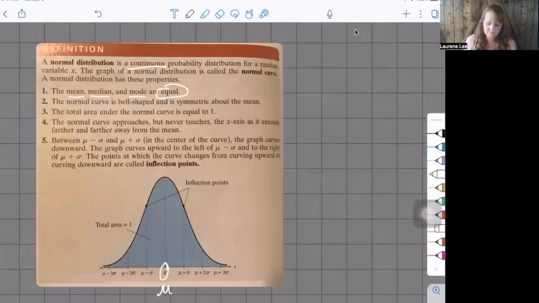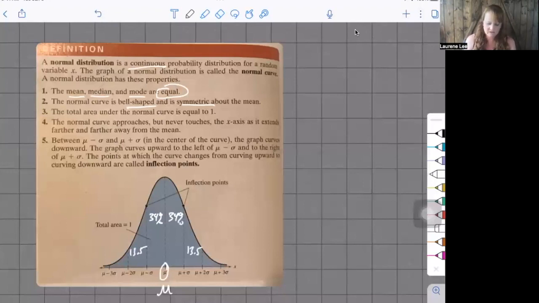The normal curve is bell-shaped and it's symmetric. That means there's an equal amount on the right and the left. We talked about this when we talked about the empirical rule. Remember, 34% of all data points fall within one standard deviation of the mean on either side. Then I think this was 13.5, 13.5, and this is 2 and some change. It goes down from there.